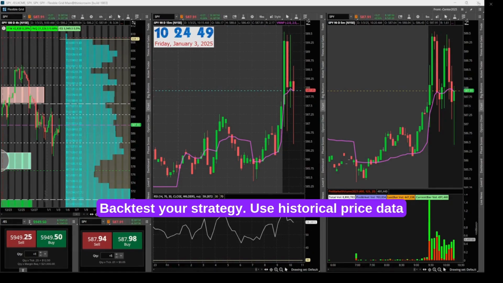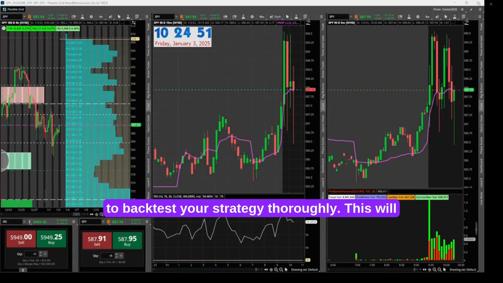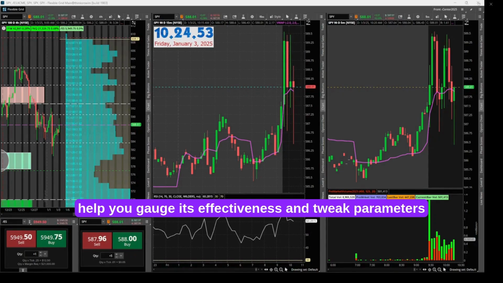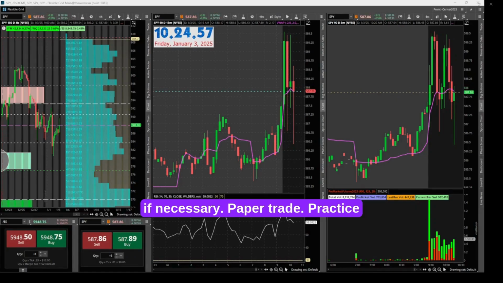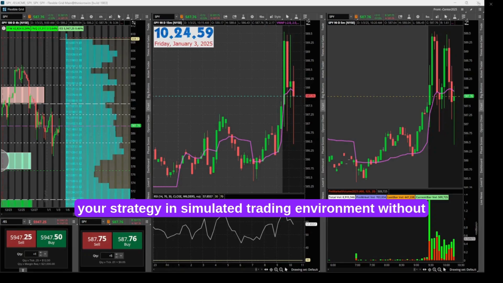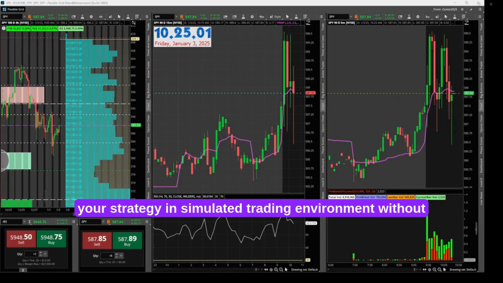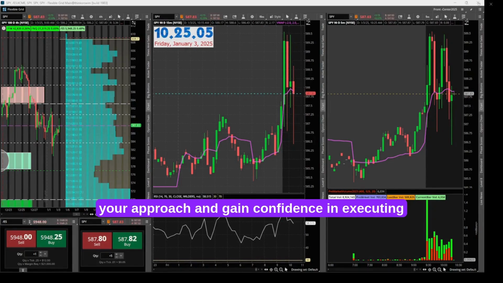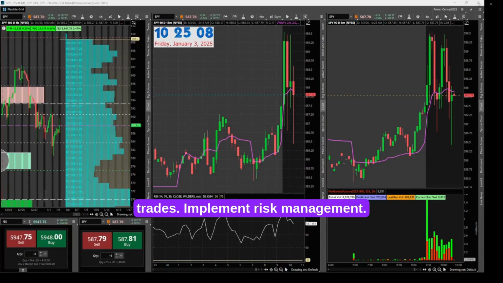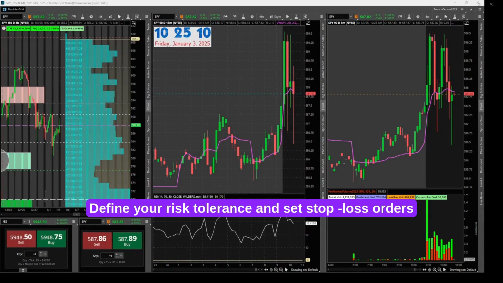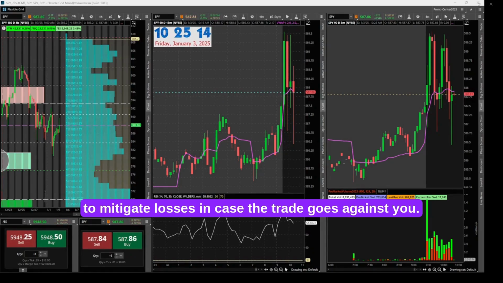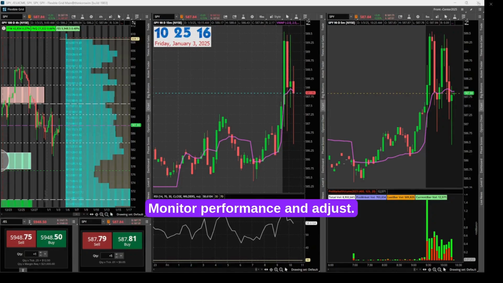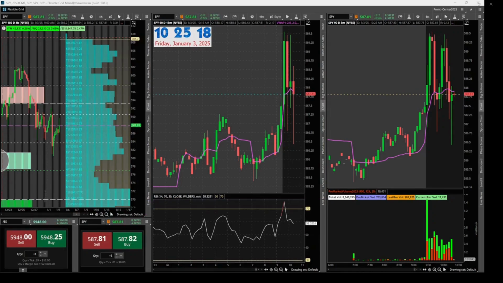Backtest your strategy. Use historical price data to backtest your strategy thoroughly. This will help you gauge its effectiveness and tweak parameters if necessary. Paper trade. Practice your strategy in a simulated trading environment without risking real money. This will help you refine your approach and gain confidence in executing trades. Implement risk management. Define your risk tolerance and set stop-loss orders to mitigate losses in case the trade goes against you.